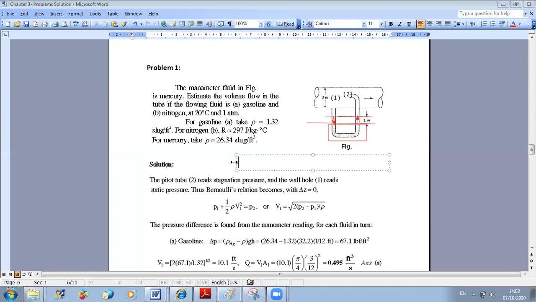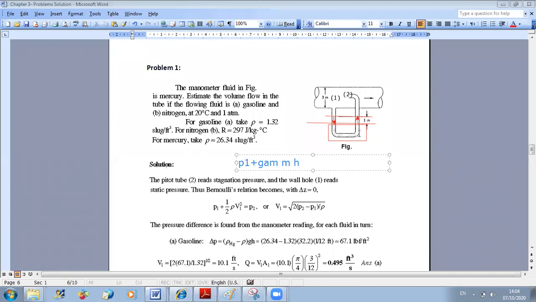So I will write that P1 plus, since I'm going down in mercury, plus gamma of mercury, gamma m, times h. What is h here? It's 1 inch. But when we replace, we should convert to feet, because here you are using English units, and rho is given in slug per cubic feet. So the distances should be expressed in feet.